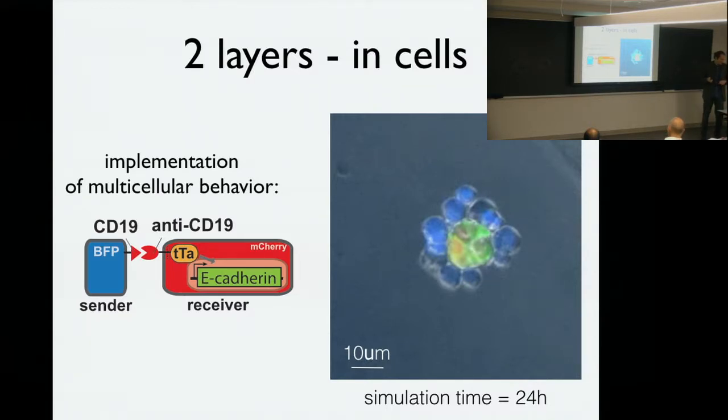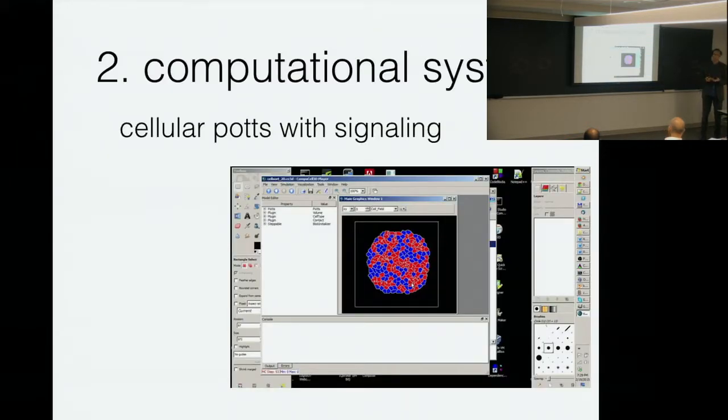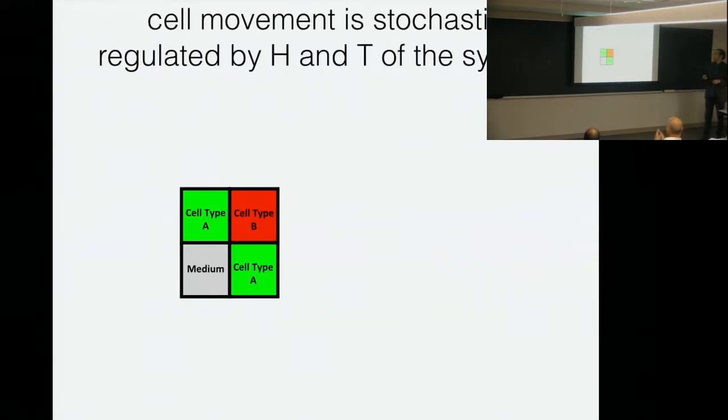Before I move to that, I wanted to show you how we started thinking about implementing these behaviors in our computational system. So we turned to cellular Potts systems. We don't think it's the best one, or necessarily the only one, but that's the one we are going with for now. You probably know better than I do how cells are represented in the cellular Potts model. This is the computational platform.